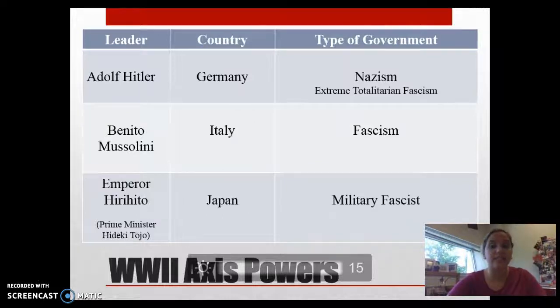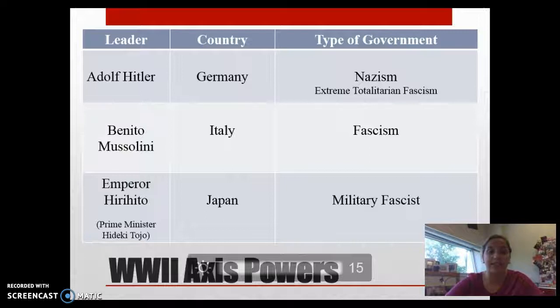Now, the next Axis powers leader you need to know is Emperor Hirohito, and he is the head of Japan. Now, what makes his type of government different than Mussolini's is that he has a heavy concentration on the military. So he really believes that the military takes reign and takes control there when he is leader. They do have a fascist type government, so he is a dictator. People have to follow what he says.